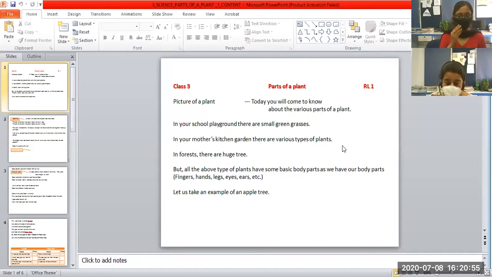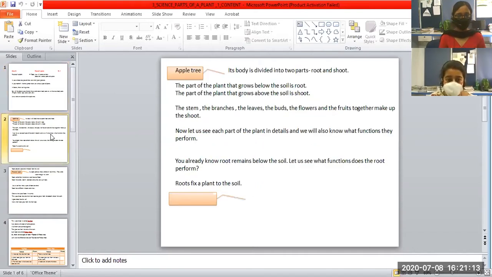So all the above types of plants, which I discussed just now, have some specific body parts, just like us. We have specific body parts like fingers, hands, legs, eyes, ears, etc. Similarly, plants also have specific body parts. Let us take the example of an apple tree. In an apple tree, there are two distinct parts, a root and a shoot. The part of the plant that grows below the soil is defined as the root, whereas the part of the plant that grows above the soil is the shoot. The stem, the branches, leaves, buds, flowers, fruits, all of them together make up the shoot.